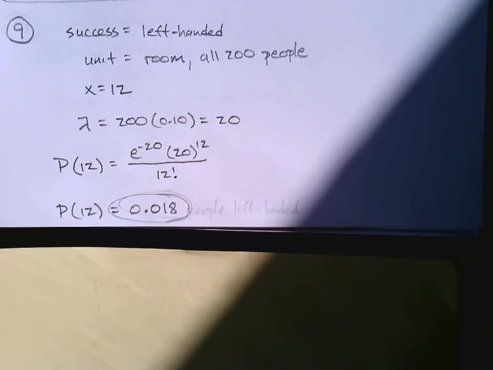Okay, that is the end of the Poisson. That is the end of chapter 4. Go check out the homework.